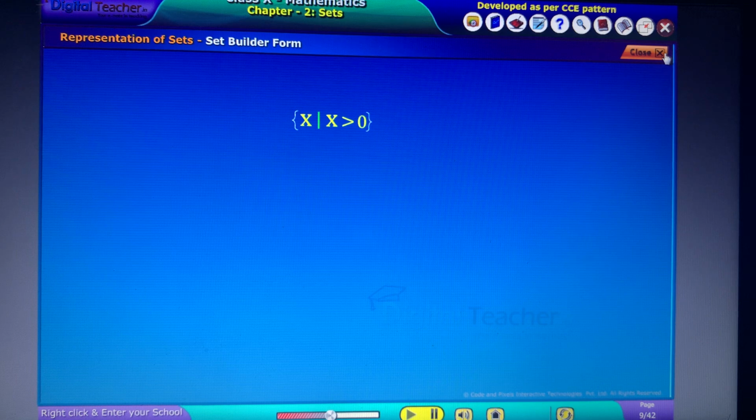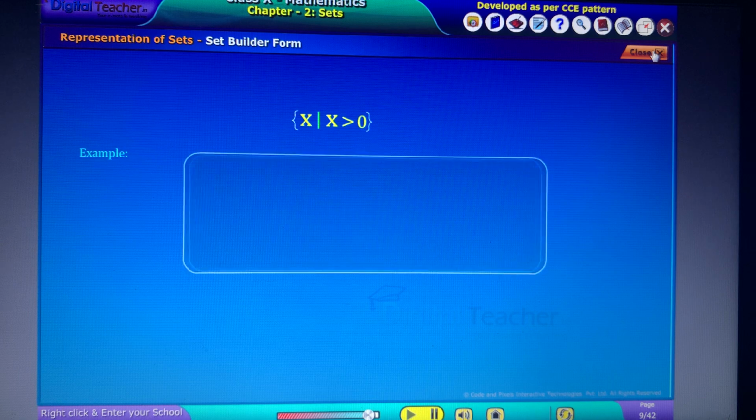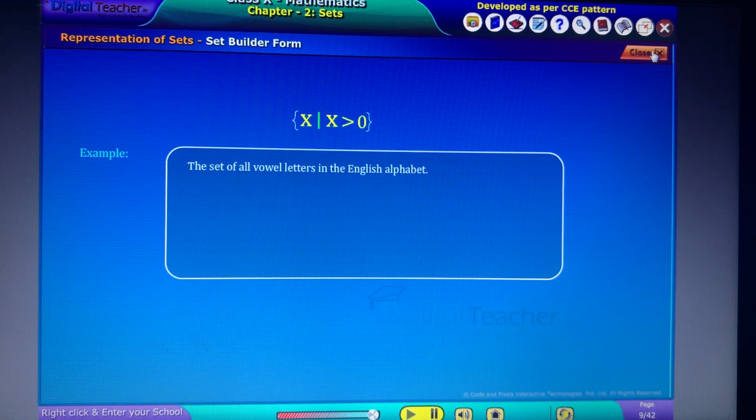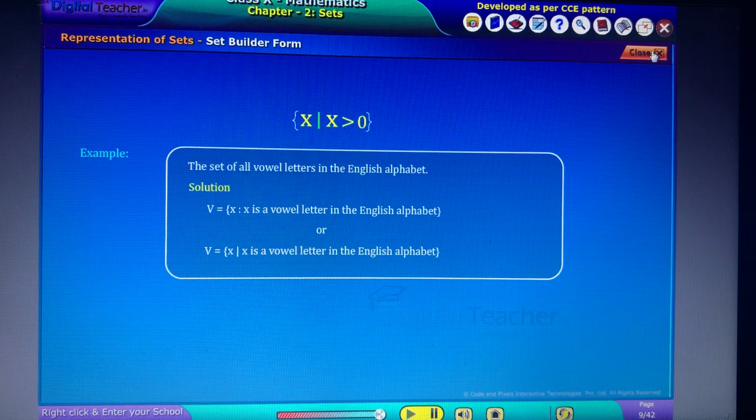The symbol on screen is used to denote "such that." Using this notation, we write the property possessed by the elements of the set and enclose the whole description in braces. Here, the braces stand for "set of all" and mean all the elements in the set. Example: the set of all vowel letters in English alphabets. Its solution is as shown on screen.